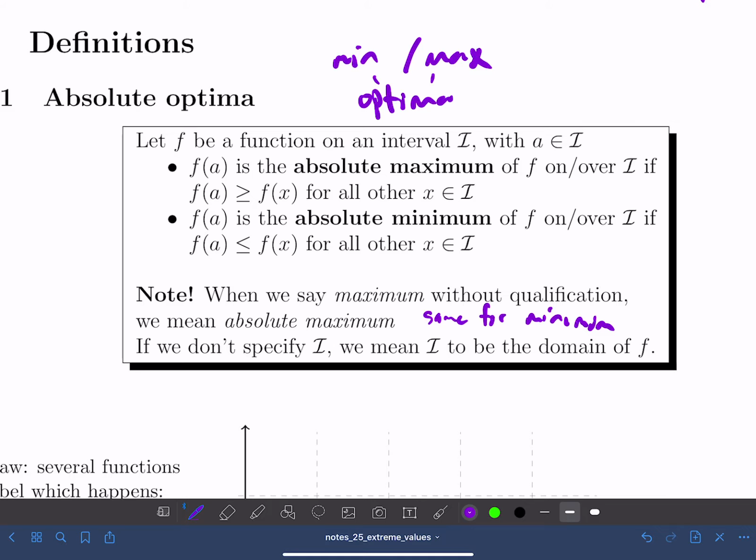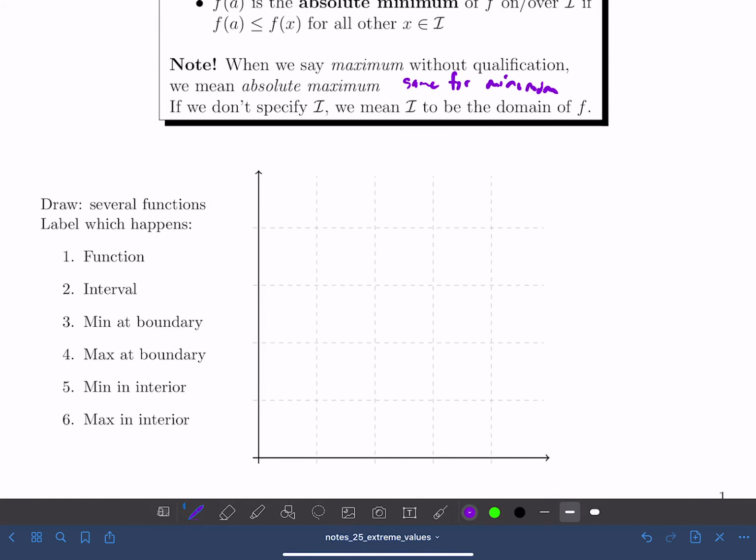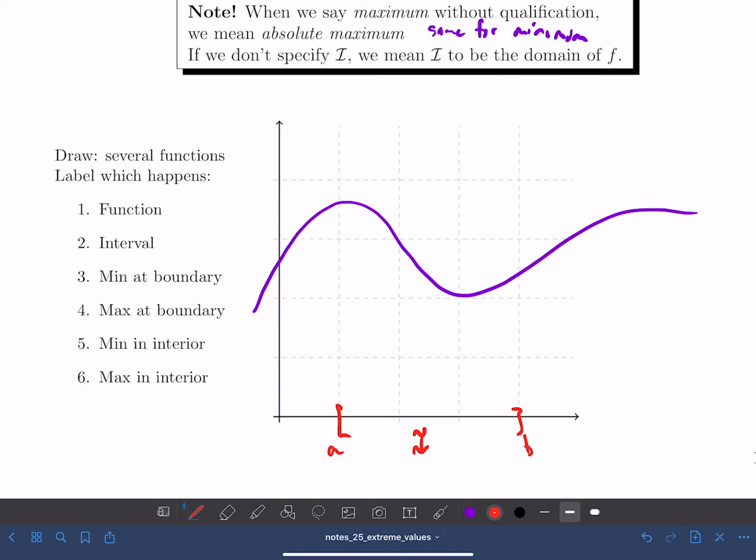So let's move down a little bit and talk about the concept by drawing a picture. I think the first thing I'd like to do is draw a function and specify an interval. So let's go ahead and draw a function. There's a function, and let's specify an interval. How about I do that in red? Let's consider that to be my interval. It's my scripty I. Let's call its left endpoint A and its right endpoint B.